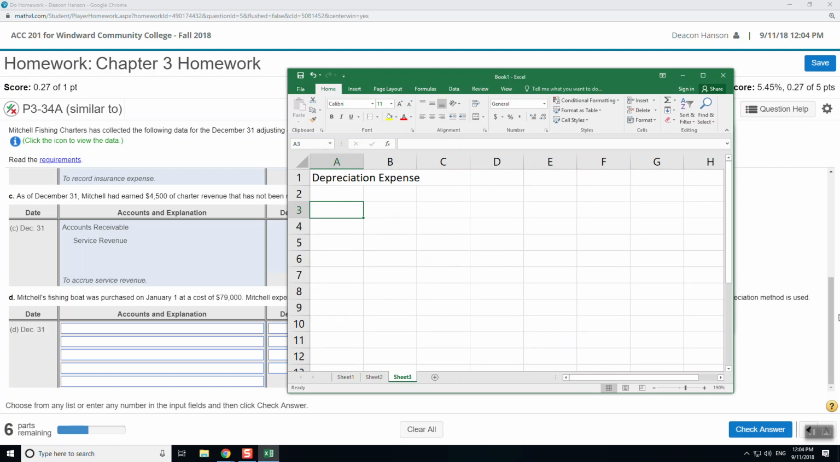Okay, so some of the terms that they used were cost. So this is the historical amount that we paid for it. That doesn't change. That's the cost. That's not the market value. And then they had a term called residual value.